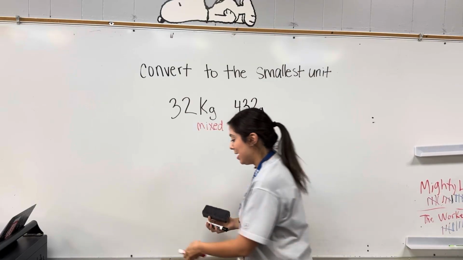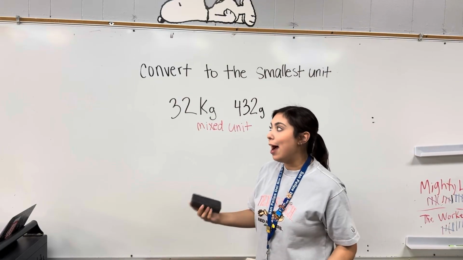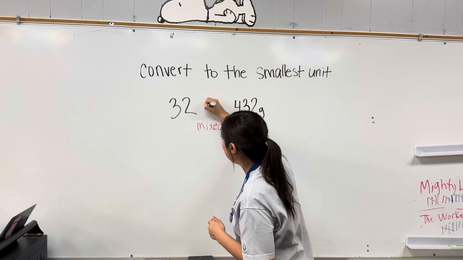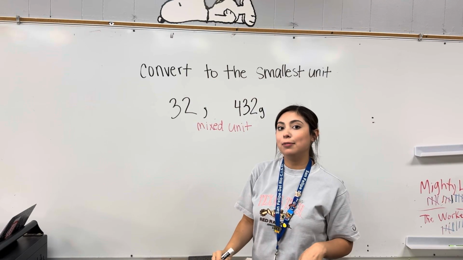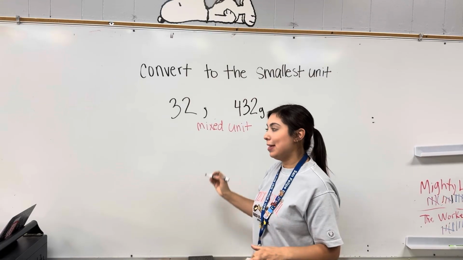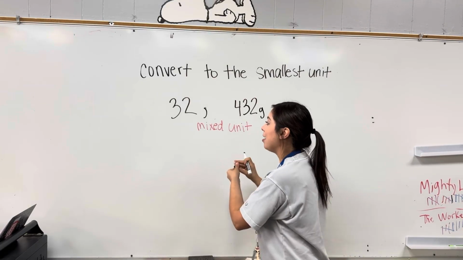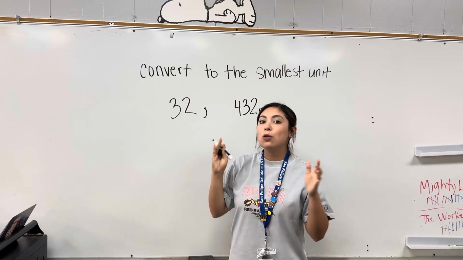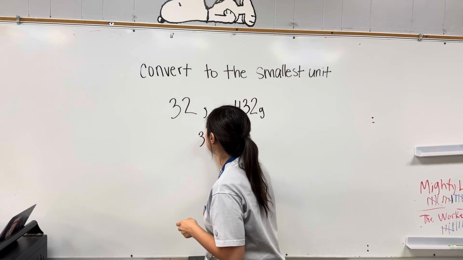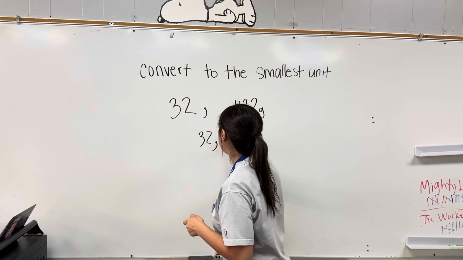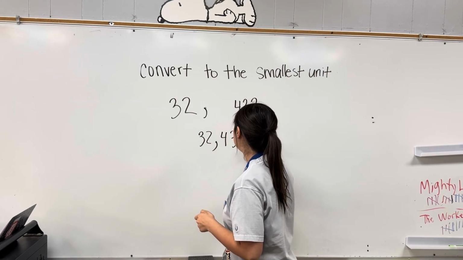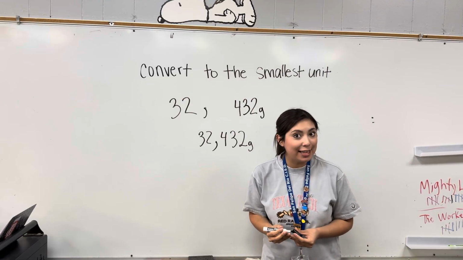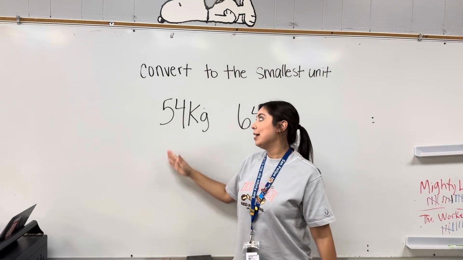Because they are in units of 1,000, my kilogram goes away and I replace it with a thousands comma. Now, if I take it apart, it's no longer a mixed unit. It is one single unit of 32,432 grams. Did you catch it? Did you see how fast that was? Let's try the next unit.